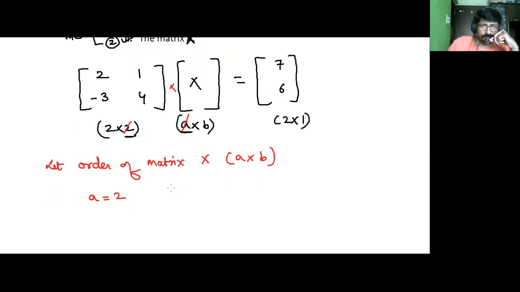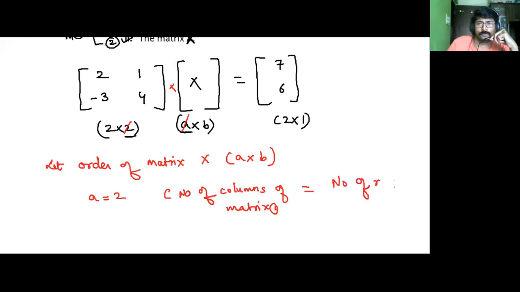And then you can write it down over here also. The reason is number of columns of matrix 1 has to be equal to number of rows of matrix 2. So now where is matrix 1? This is matrix 1 and this is matrix 2. That's the reason this A has to be 2.